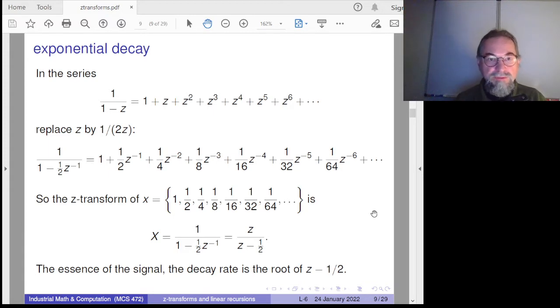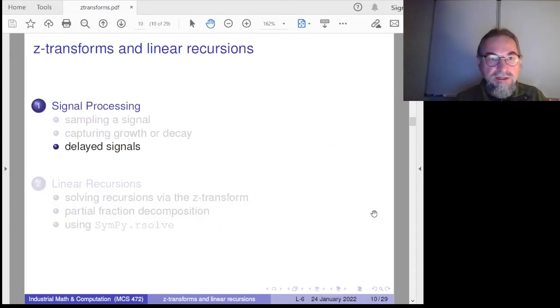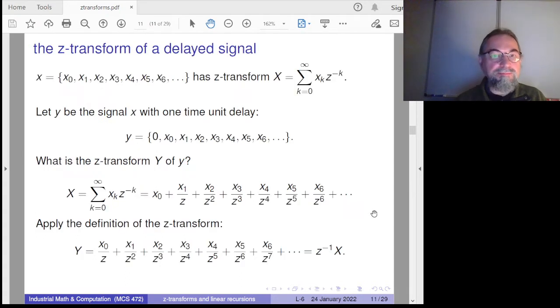Okay, so I hope that this gives somehow an intuition of why the artificial definition of working with a series actually makes sense. So we can manipulate this. So let's see another property.